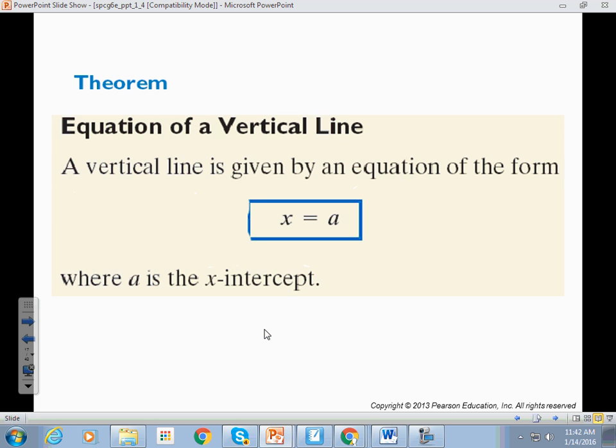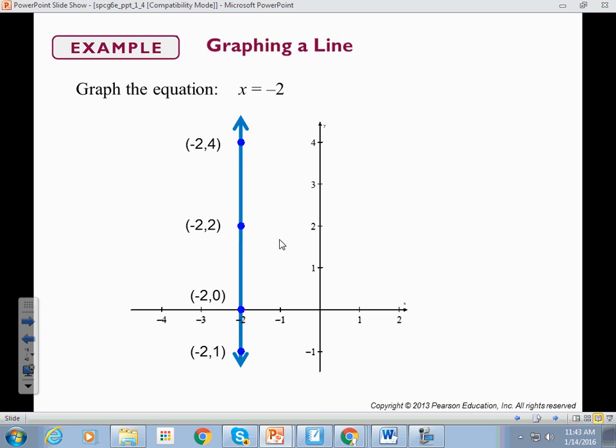So here's the equation of a vertical line. Make sure you write this down, definitely important, and also combine it with this picture. So x equals -2 means all of our values are at x equals -2. It's a straight line up and down, crosses at -2.